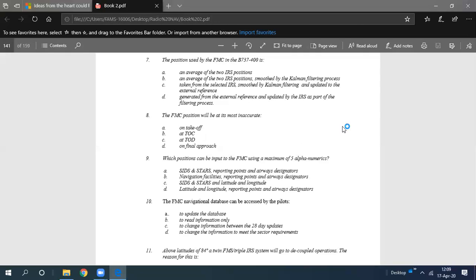Question number 9: which position can be input to the FMC using a maximum of 5 alphanumerics? Answer is Bravo, navigation facilities, reporting points. Question number 10: the FMC navigational database can be accessed by the pilots Bravo, to read information only.